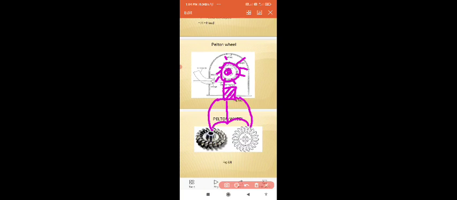Okay, this is the shape of the buckets. The buckets are of a special shape, having double hemispherical or semi-ellipsoidal cups separated by a wall. This is the wall, known as a splitter.